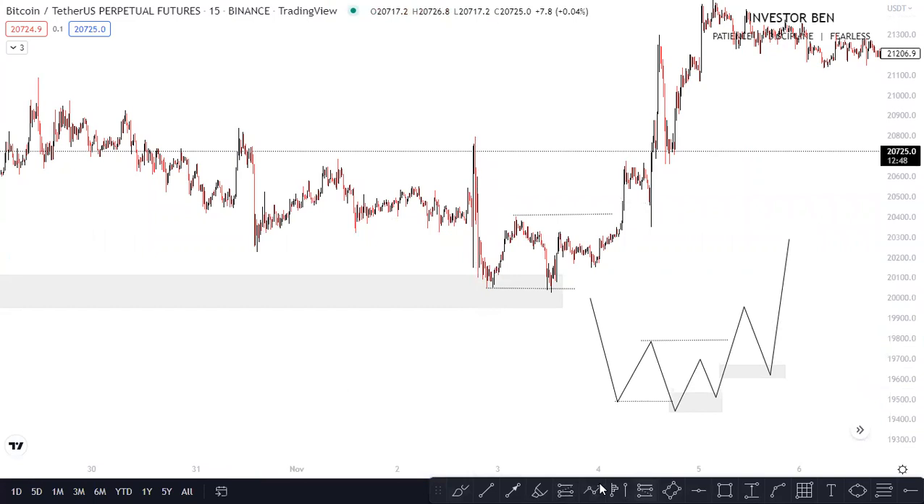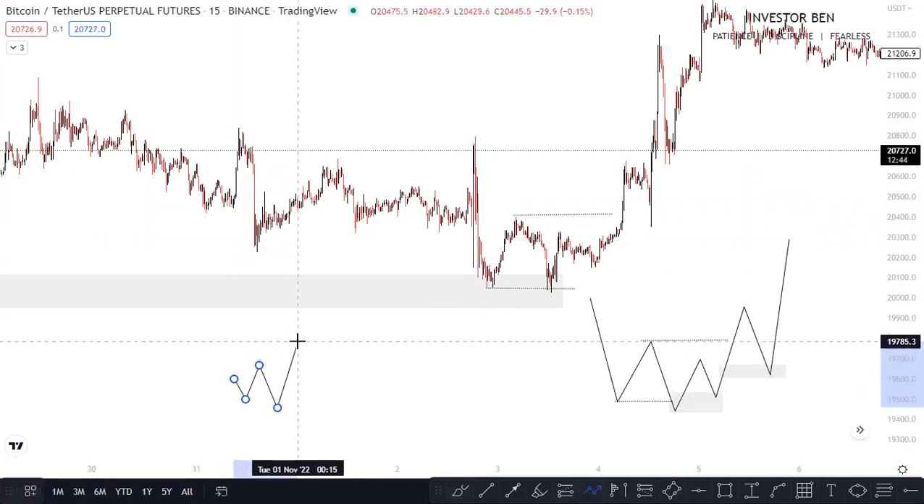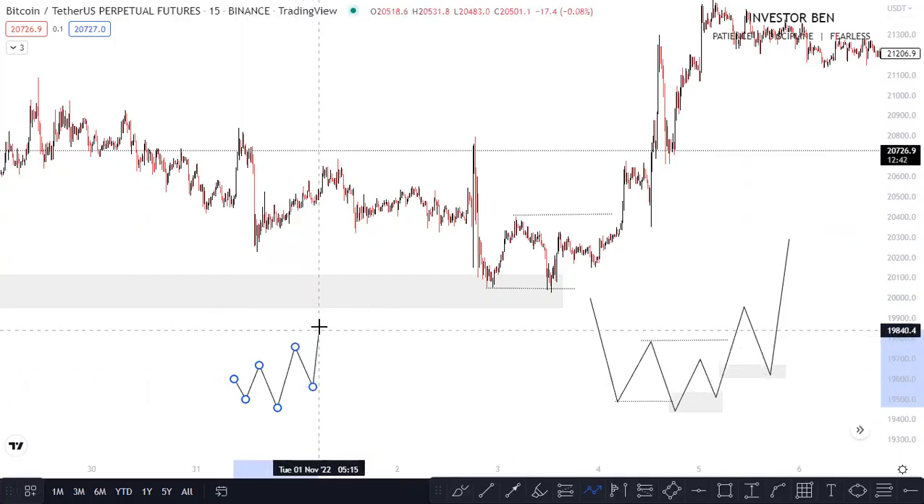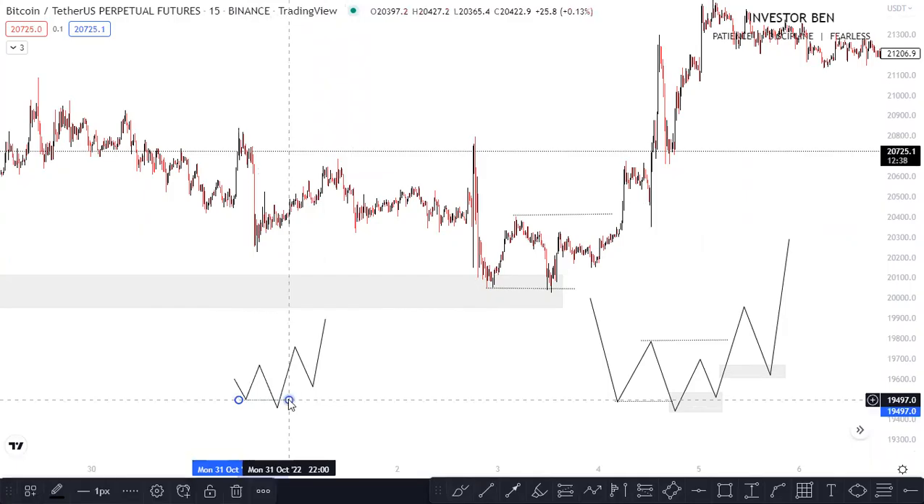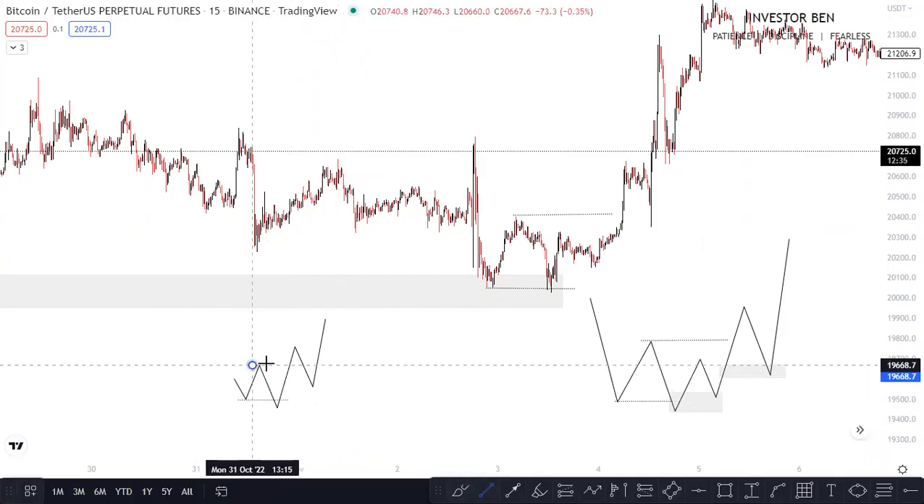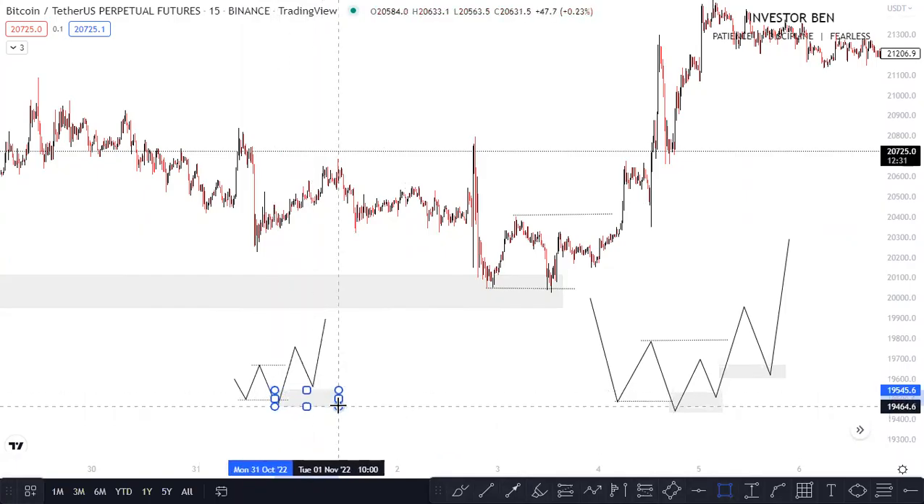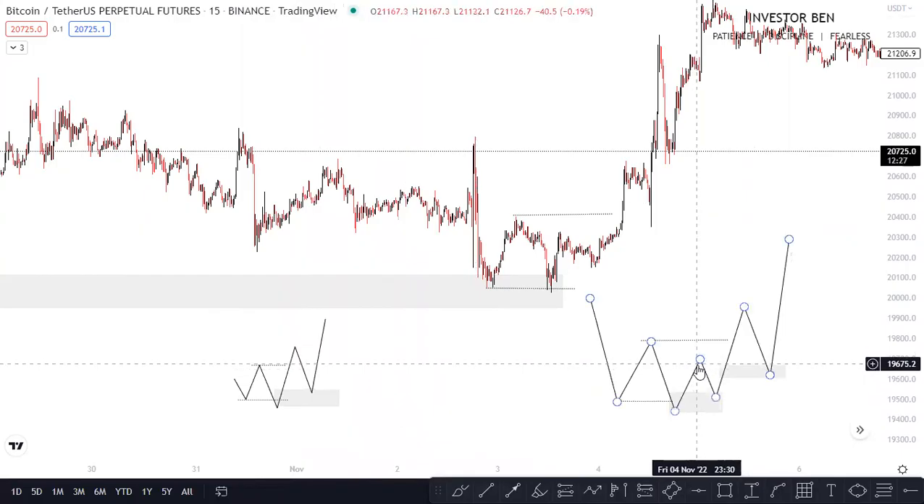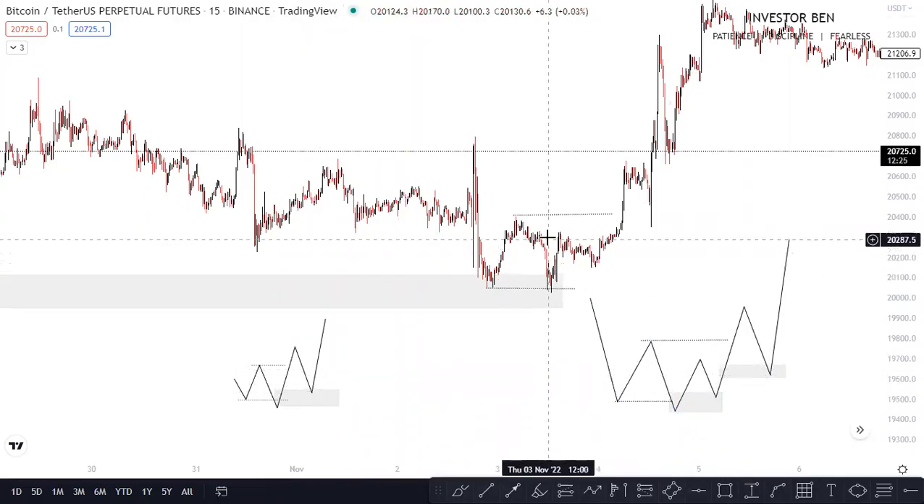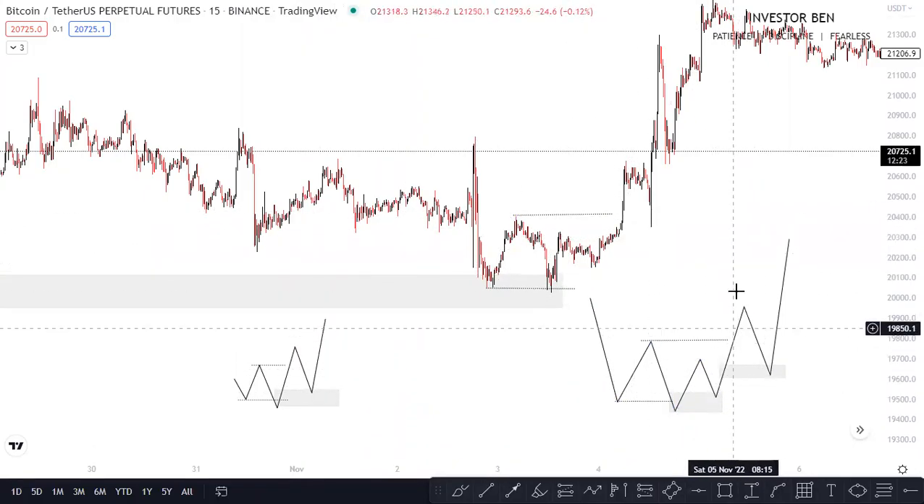Okay, this thing is actually too big. I need to make it very small. So we didn't have a change of character like this. Here is a change of character, and here is a demand zone where price goes from. So we didn't have information like this. We had another fractal structure inside of it, before we took out that high.